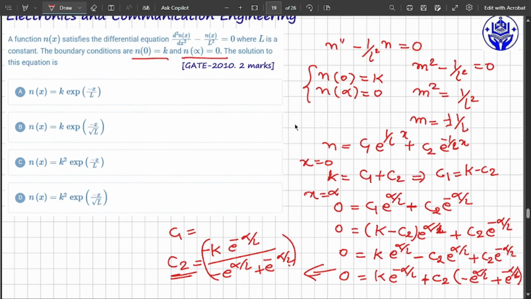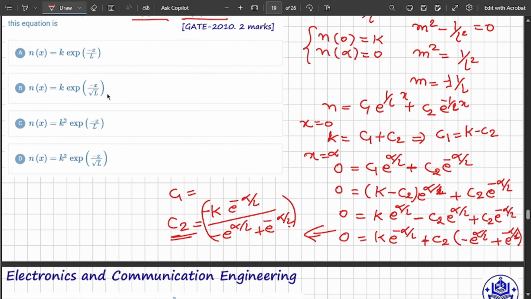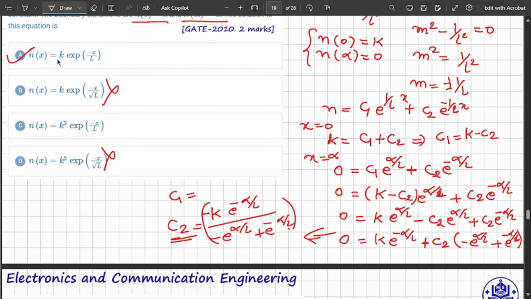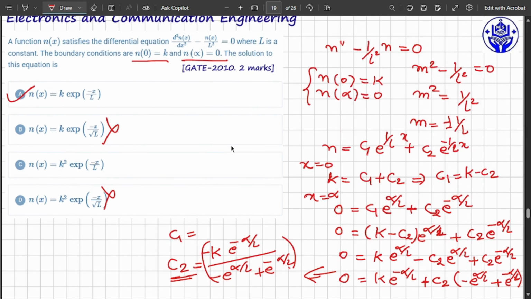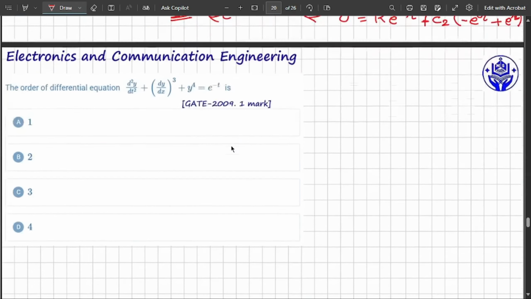So for this, the solution will be like root alpha will not be there, and k square will not be there. So the first answer is the correct one for this case. Okay, you can solve this question with this idea. Okay, next one.